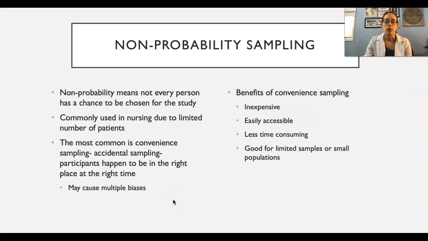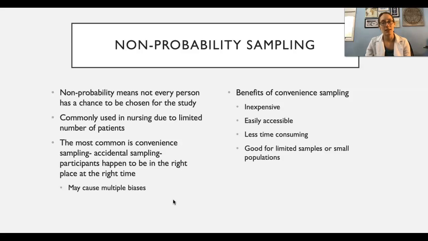Non-probability means that not every person has the same chance to be chosen into a study. So it's commonly used in nursing because we have a limited number of patients. The most common is a convenience sample, and it's also called accidental sampling. And that means the participants happen to be in the right place at the right time. But it can cause multiple biases.